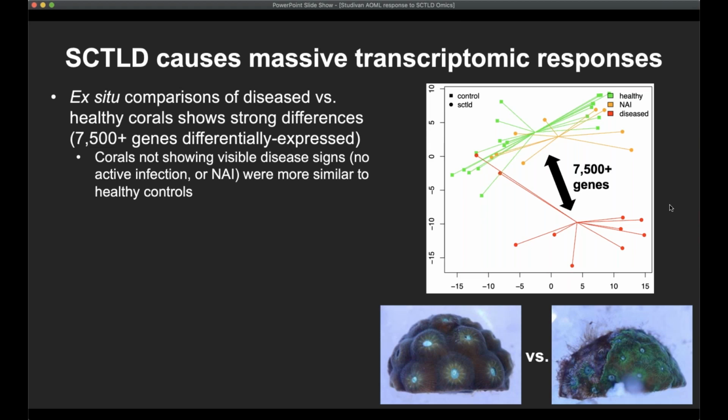I'll be presenting the results of our ex situ transmission experiment first, and right off the bat, we can tell that there are massive transcriptomic differences between diseased and healthy individuals, on the order of about 7,500 differentially expressed genes. What's interesting here is that some of the corals that were exposed to the disease but did not end up showing visible disease signs, which we call no active infection corals, were more similar to their healthy controls than they were to the other diseased corals. So this indicates that there might be some potential resistance in some of these coral genotypes, but this requires further testing.